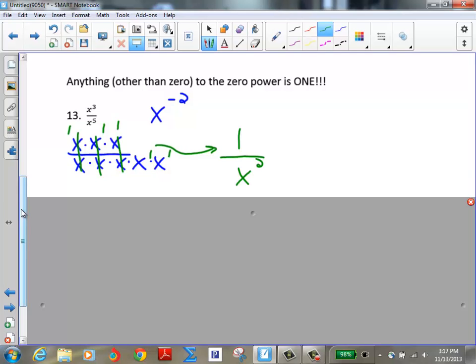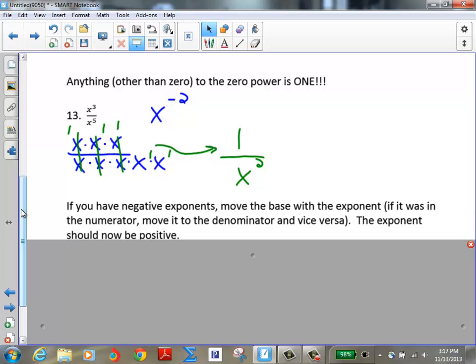So comparing our original x to the negative 2nd to now 1 over x to the 2nd, we can see that x to the negative 2nd was moved from the numerator down to the denominator, and the exponent became a positive 2. So our rule for negative exponents, you're going to move the base with the exponent. In this case, it was in the numerator. We moved it to the denominator, but you know, again, if the negative exponent is in the denominator, we'll move it up to the numerator with the base and make the exponent positive.